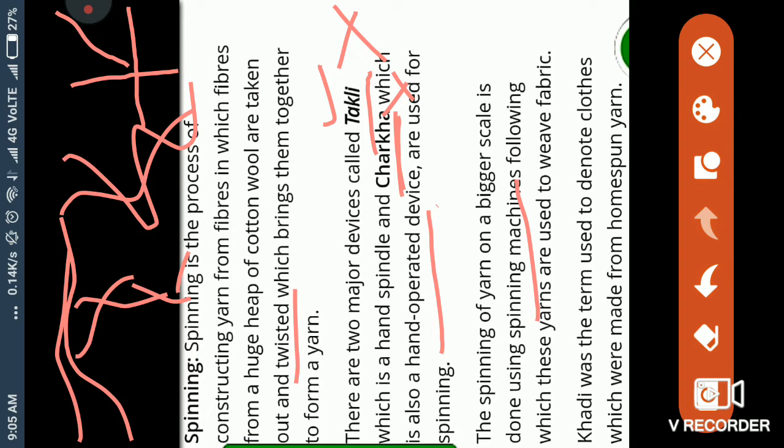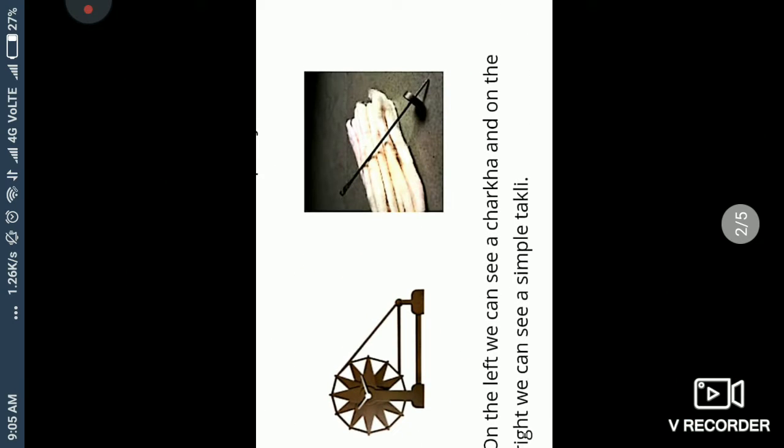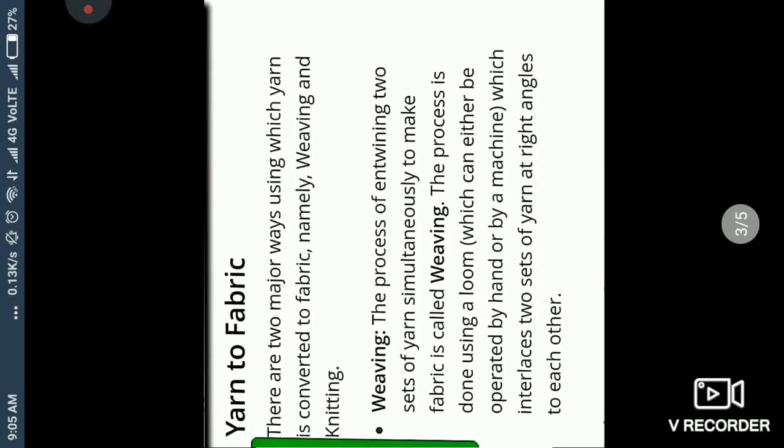Following the spinning machine, these yarns are used to weave fabric. Understand? I told you, khadi was the term used to denote clothes which were made from homespun yarn. These are the devices. This is the charkha, and on the right side this is the takli. Both are used by the hand.